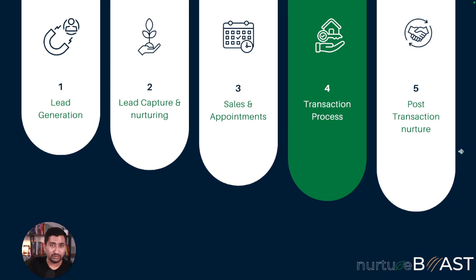All right, so we are done with 3. We have 2 more remaining. These 2 are my favorite. Number 4, because most agents live inside of the transaction process. They spend about 70 to 80% dealing with the transaction, dealing with the minutia, dealing with the communication back and forth. And number 5, because 90% of the agents do not have a good post-transaction nurture. So let's dive into both of those.